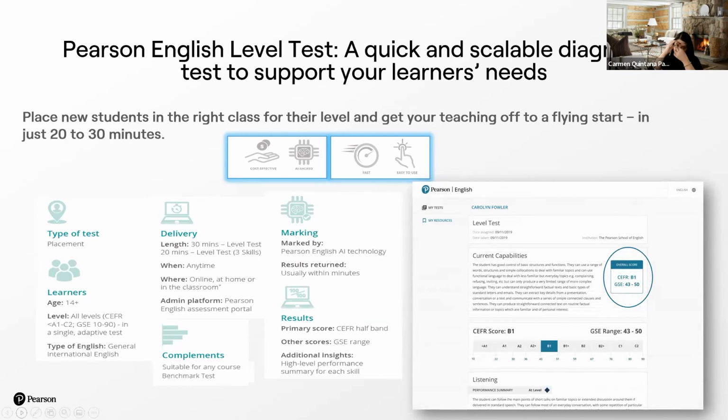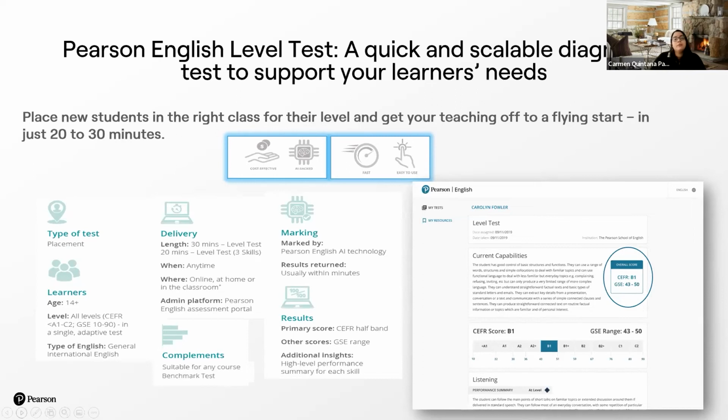Now, let's look a little bit at the score report sample that I have here. The Level Test will give you the current capabilities of your learners. It'll tell you what they are able to do, the current skills that they have. But it will also give you an overall CEFR score and a GSE band. This can help you place those learners at the right level in the courses that you're preparing.